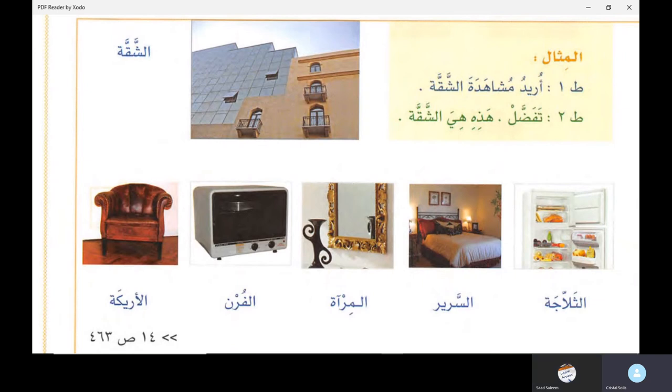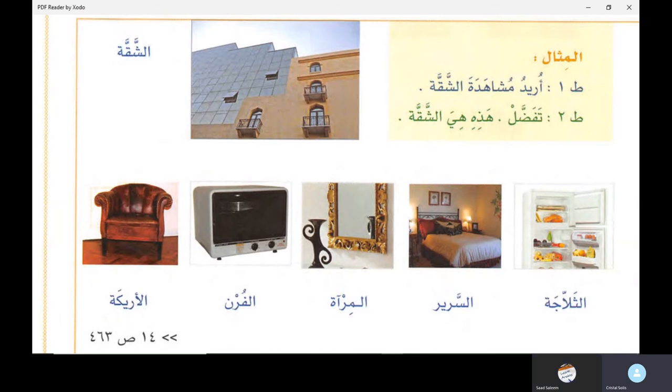Uridu mushahadata thalaja. Good word. And that's it for that sentence? Yes, I want to see the fridge. Good. Next.